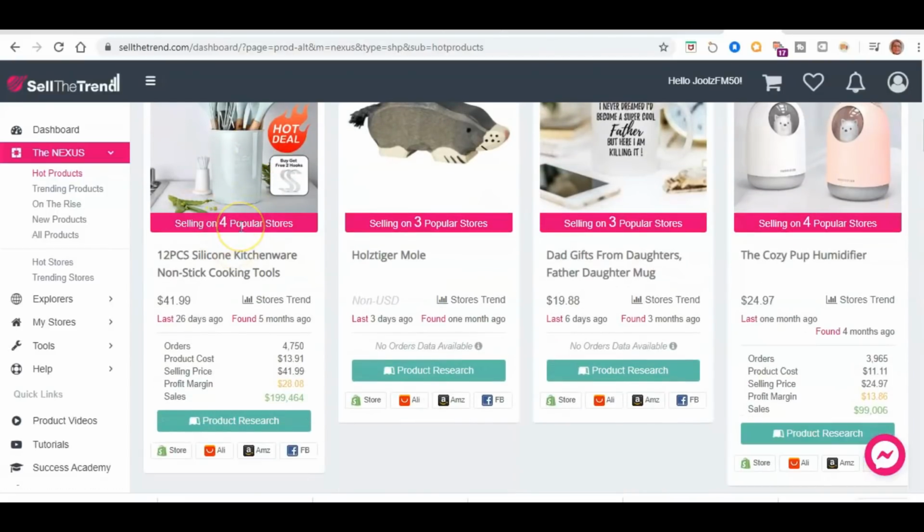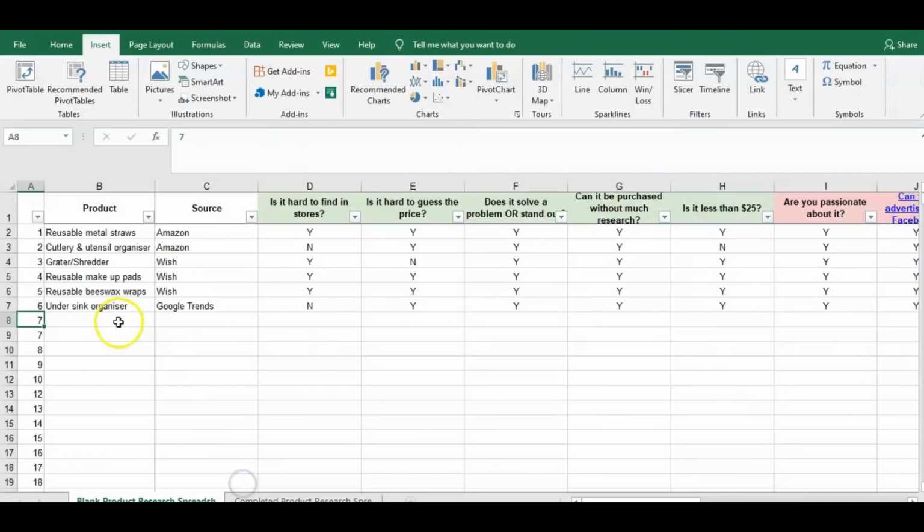It is selling on other stores, but not on a huge amount of stores. So that may well be something very interesting. Let's just pop across and put that in our spreadsheet. So it's silicone kitchenware. I think it was a 12 piece, wasn't it?